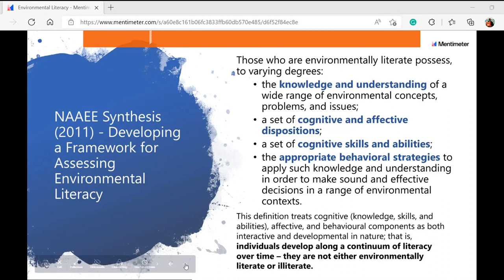Attitude has an impact on behaviors. Knowledge has an impact on attitudes, and they continue to interact over the lifetime as lifelong learners. So nobody is either environmentally literate or not literate. We are on a continuum. We know something or the other and have some attitude or behavior. But we want to increase that as part of our own activities, as part of environmental education or education for sustainable development.